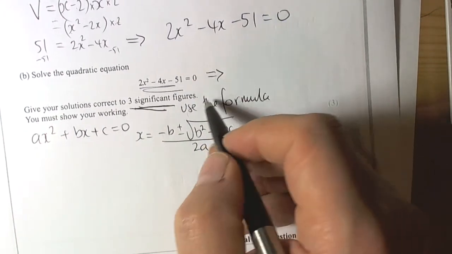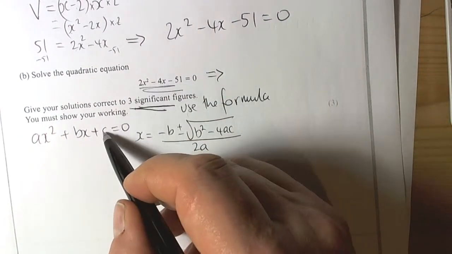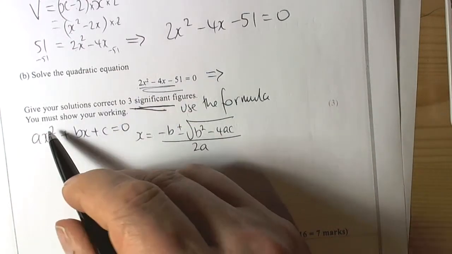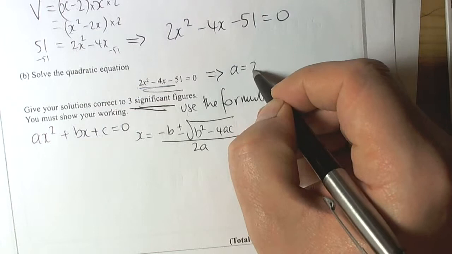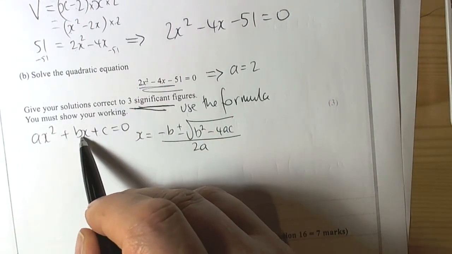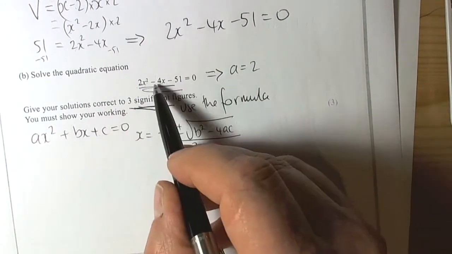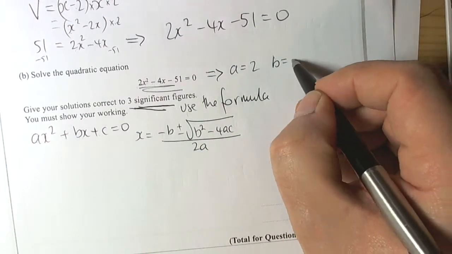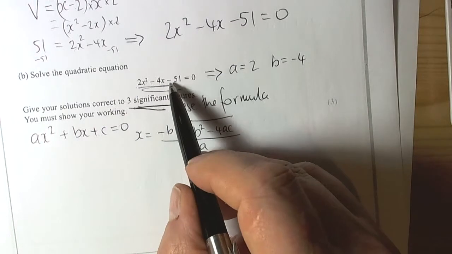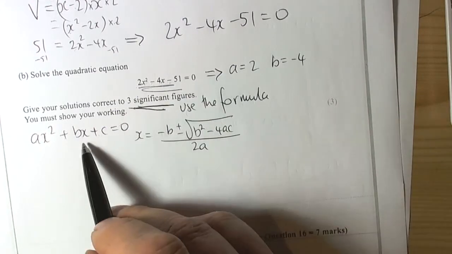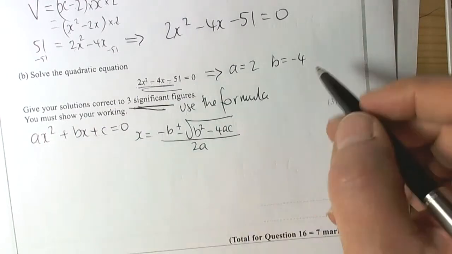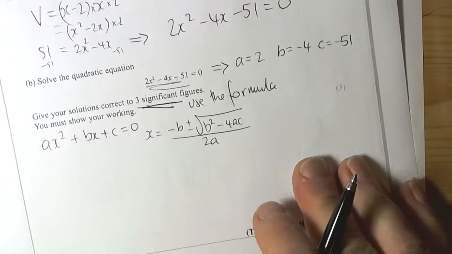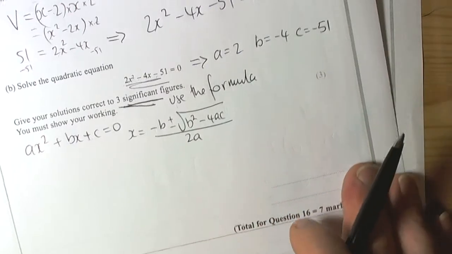So we look at the equation itself, and we can see when we compare these two that the number in front of the x squared is the a value, so that's going to tell us that a is worth 2. The number in front of the x value is the b value, and we can see that in front of the x is take away 4, so b is going to be worth negative 4. And we can see here that at the end we have negative 51, and that's in the same place as the plus c, so c will equal negative 51. So those are our values.